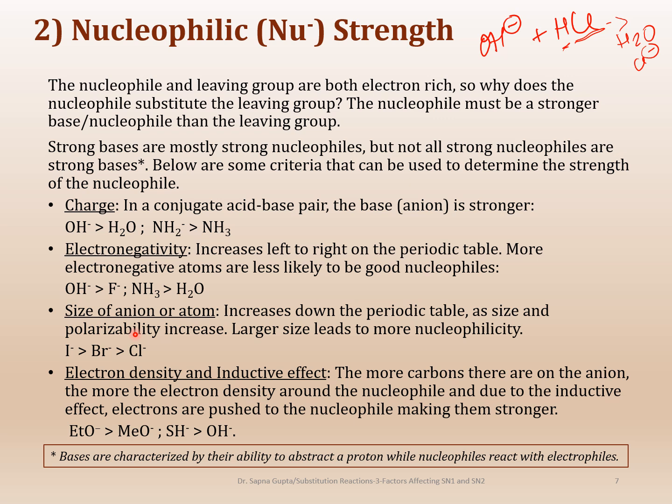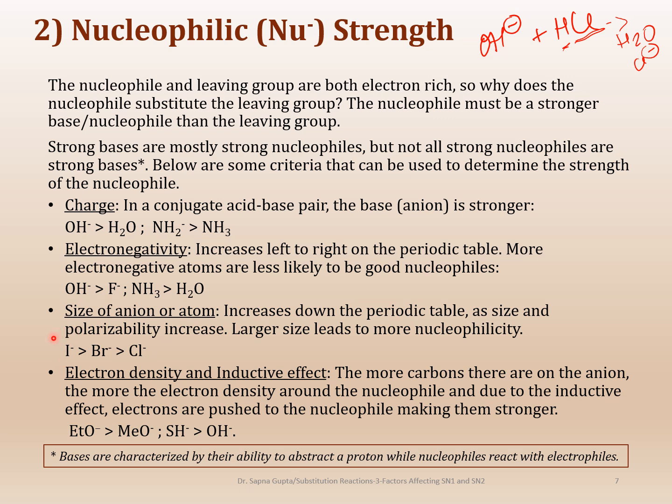Then the size of the anion or the atom. Atom would be, of course, if something is neutral. Anion would be if something is charged and negative. So generally what happens is the anion is going to be larger than the corresponding atom. So for example, I minus is larger than I. I does not even exist anyway. I exist as I2, as a diatomic molecule. But in any case, just throwing that out there for you.